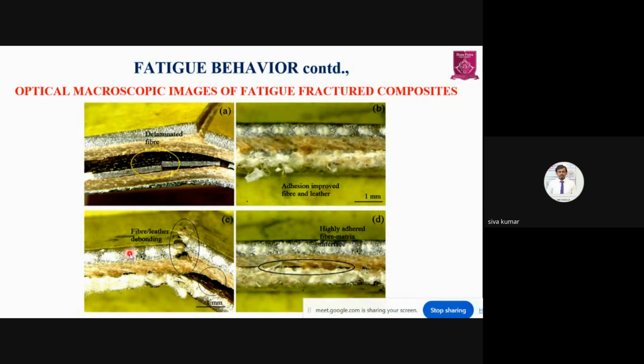So here A and C are not treated. This is treated. B and D are treated. So there is not much delamination between layers.